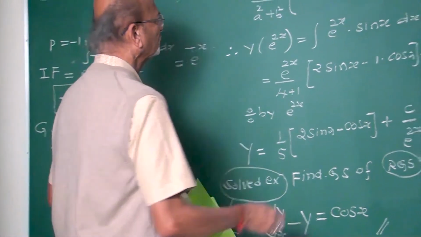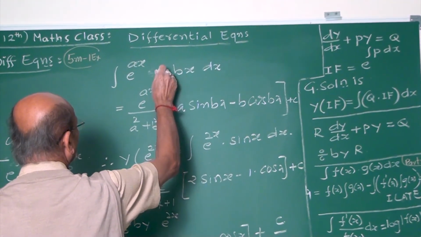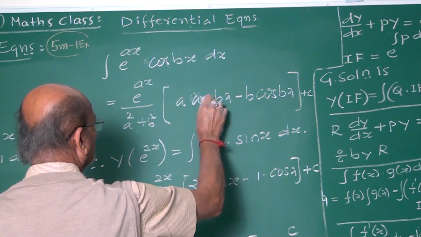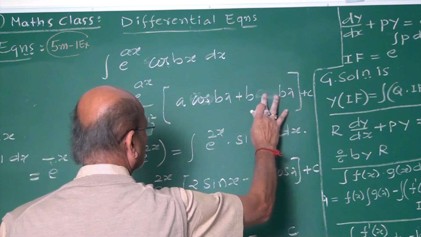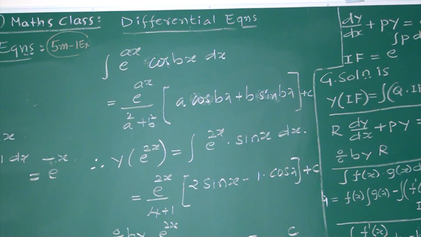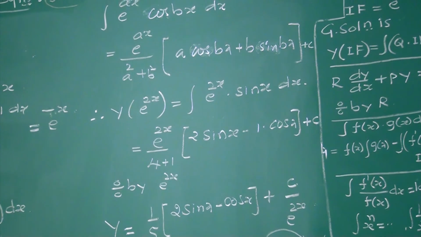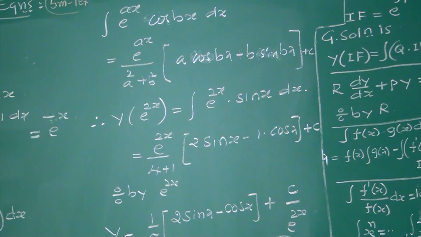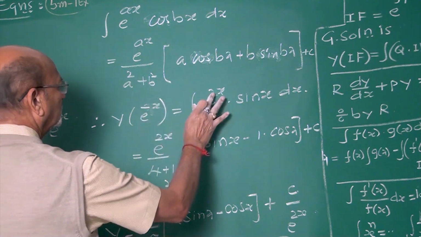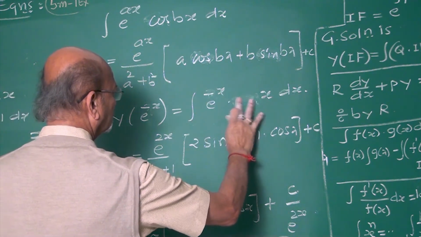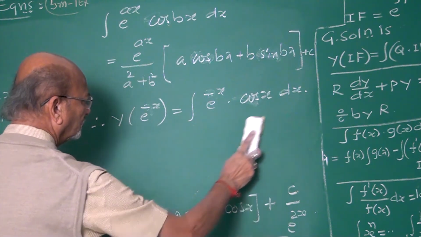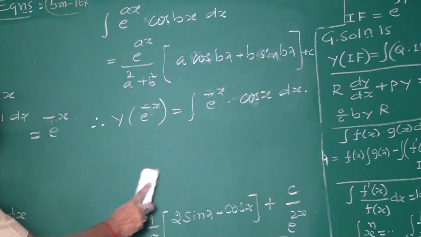The formula here, instead of sine, it is cos. It is the same: a cos bx plus b sin bx. In case of cos, it is plus b sin bx. Apply. Therefore, y into e to the power minus x equals the integral of e to the power minus x into cos x. Apply the formula.